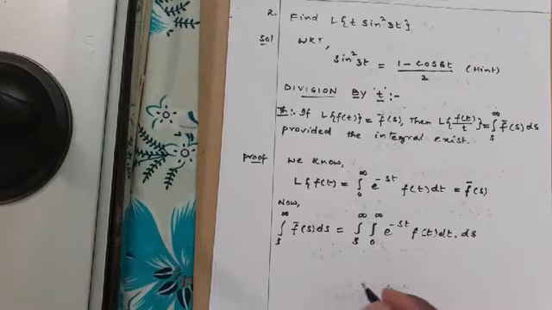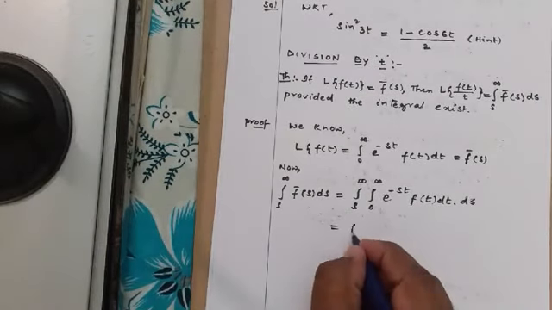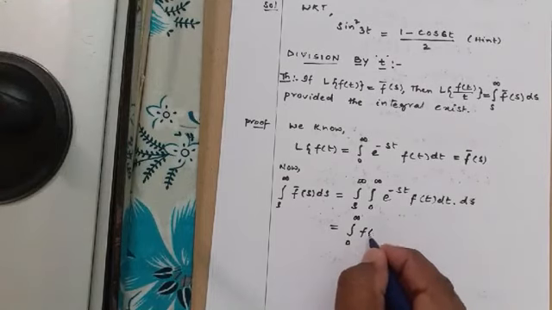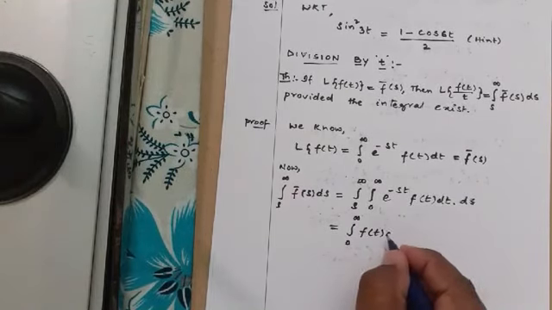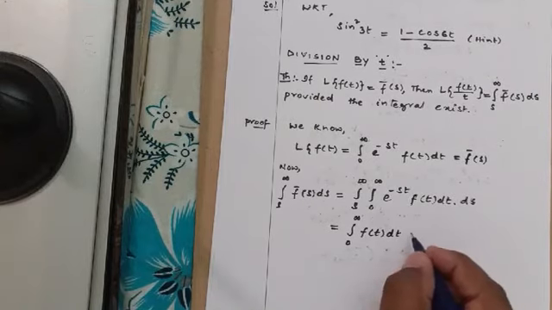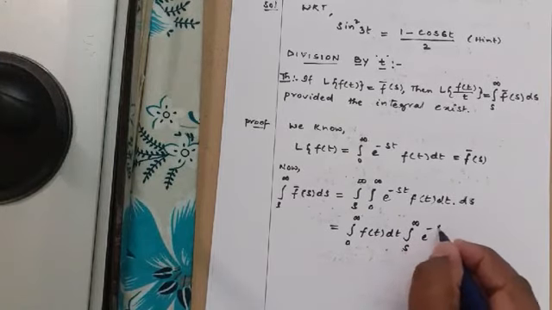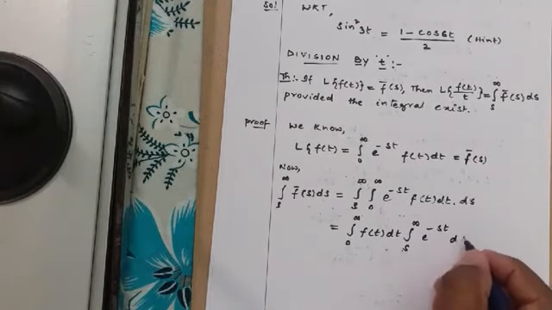So after writing that, this is equal to, now I can write that as integral 0 to infinity, I just take out f of t dt here, and then I write integral s to infinity e power minus st ds. Now you can see here I am taking this f of t dt, 0 to infinity, outside, then s to infinity e power minus st ds here.